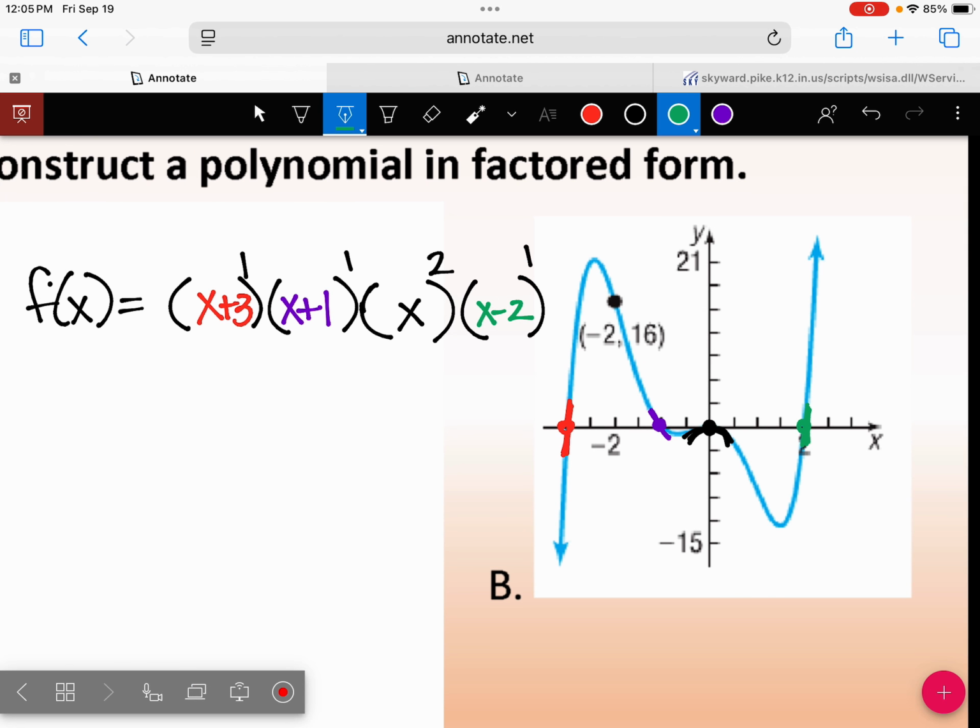So now when you add it up, what would be your degree? What's 1 plus 1 plus 2 plus 1? 5. Is 5 odd? So that matches what we have. It's a 5th degree. Now, is my leading coefficient positive or negative? Positive. So this is a 5th degree, and it has a positive leading coefficient. Now, if it had a negative leading coefficient, I would put a negative in the front. But this one does not, so we are done.